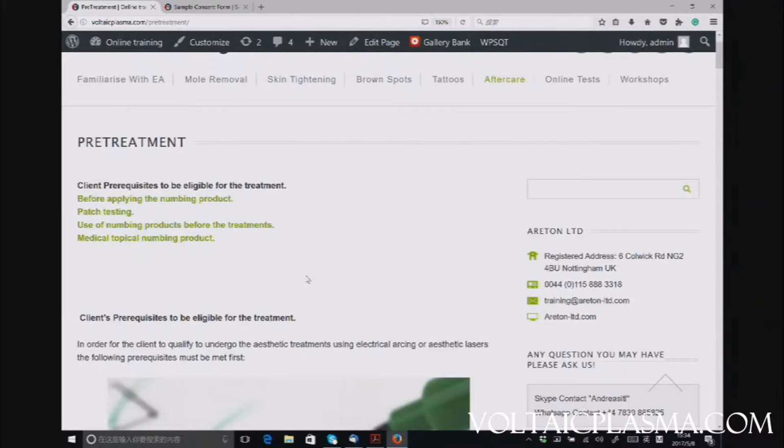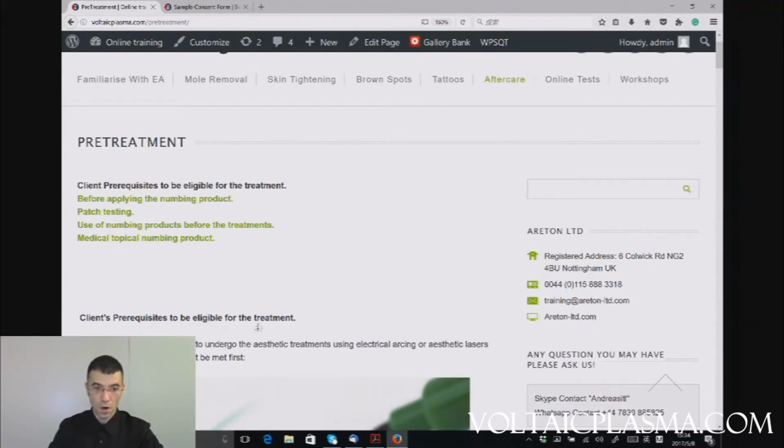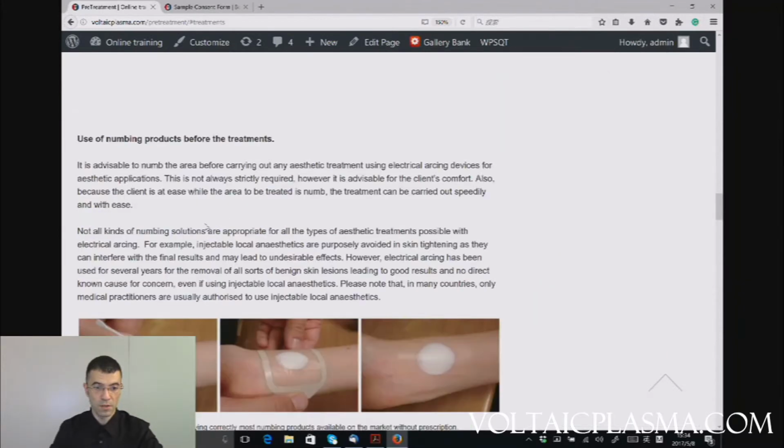So we're going to jump ahead immediately and talk about the numbing product topic, and we're going to use our online training platform. And this is under aftercare pre-treatment. So you click on there, you hover over aftercare, or you go into pre-treatment, and you're going to get onto this page. And we're going to talk immediately about the use of numbing products before treatment.